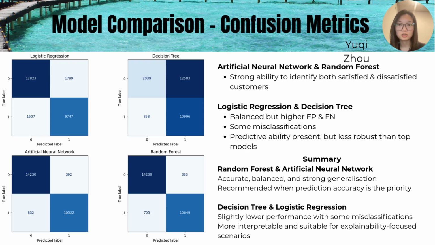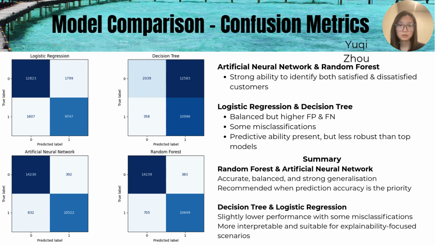The overall performance of the confusion matrix of logistic regression and decision tree models is relatively balanced. However, the number of false positives and false negatives is significantly higher than that of ANN and random forest, indicating that although those two models have certain predictability, they also have some misjudgment.